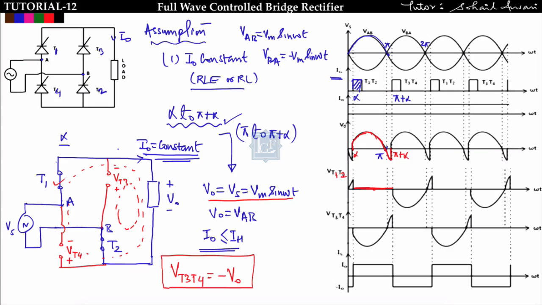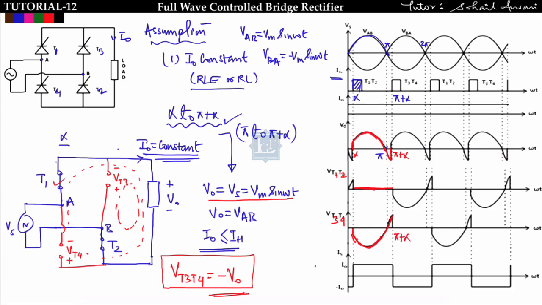But the voltage drop across T3 and T4 will be equal to minus of V0. See, V0 is somewhat like this from alpha to pi plus alpha. So minus V0 will be just opposite to this V0, somewhat like this. It will follow like this from alpha to pi plus alpha. This is pi plus alpha. So the voltage drop across T3 and T4 will look like this.